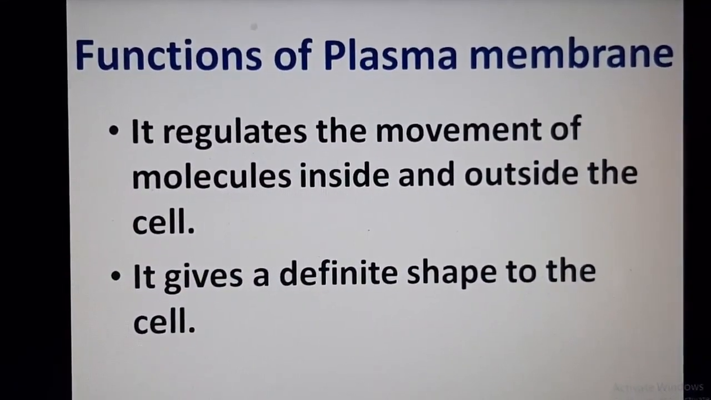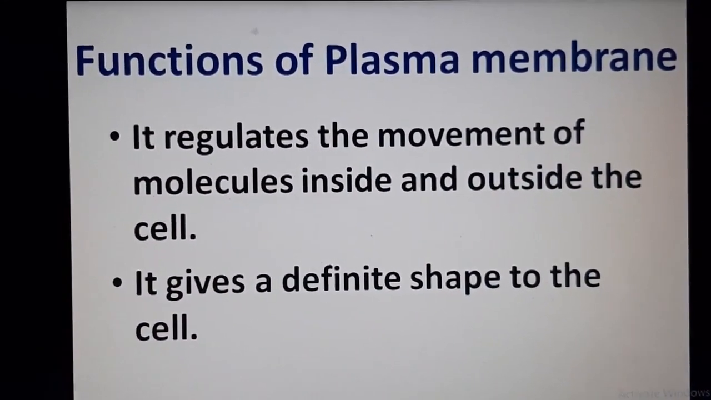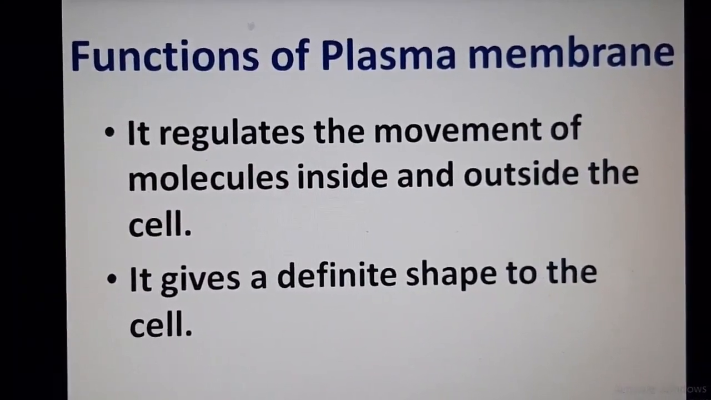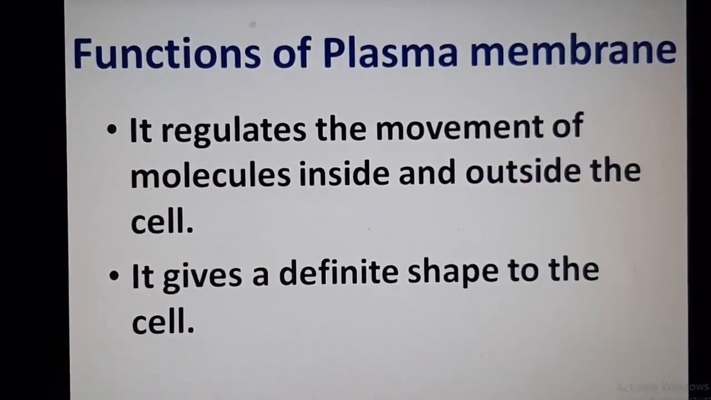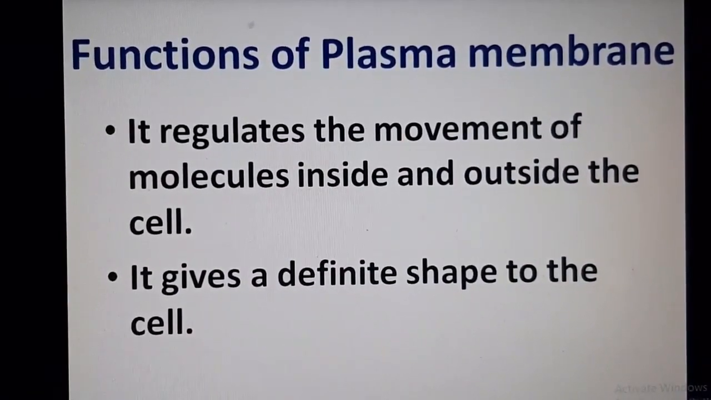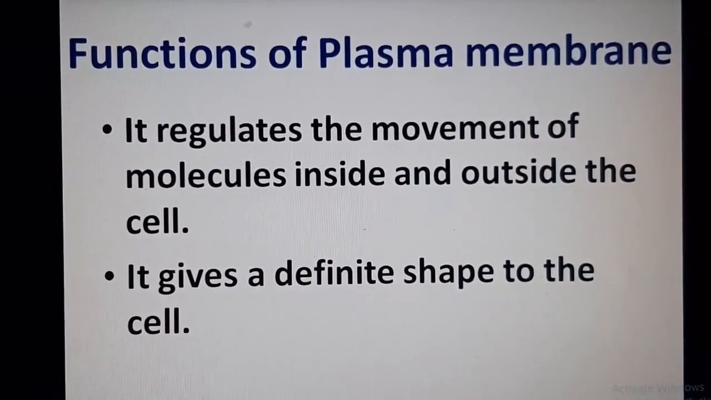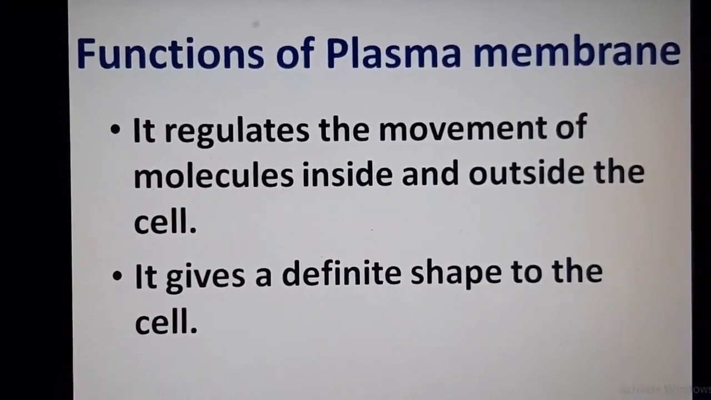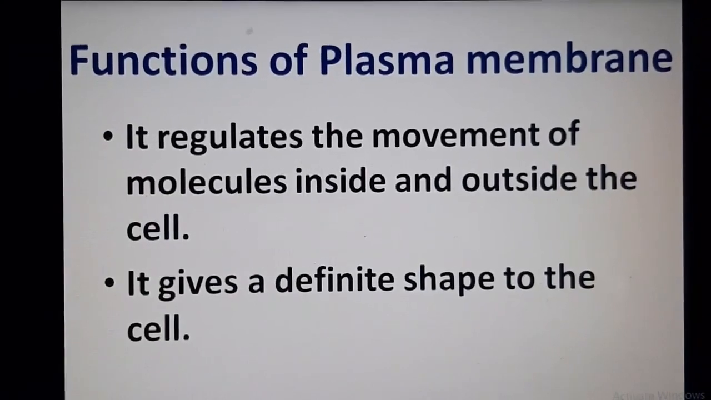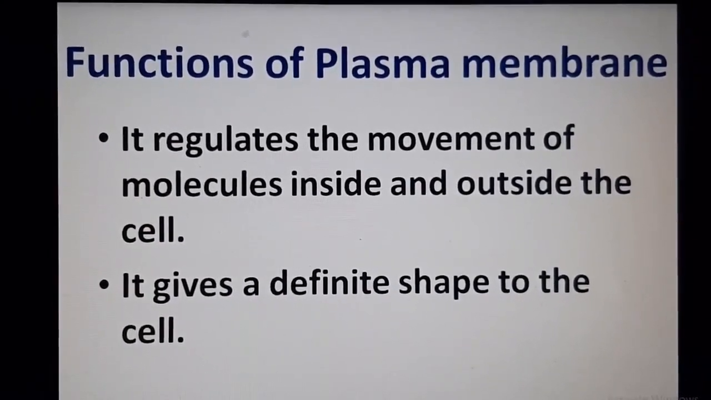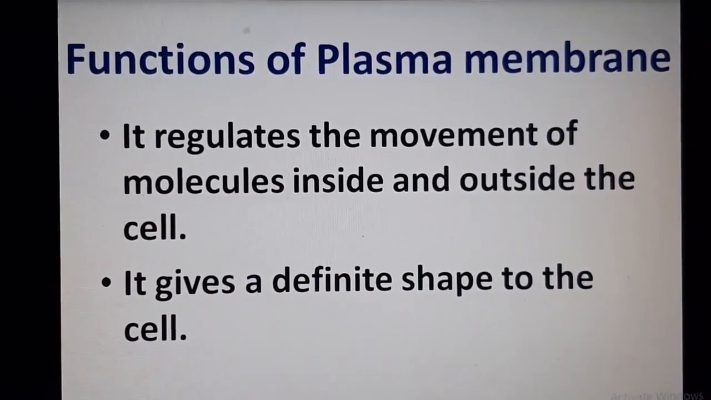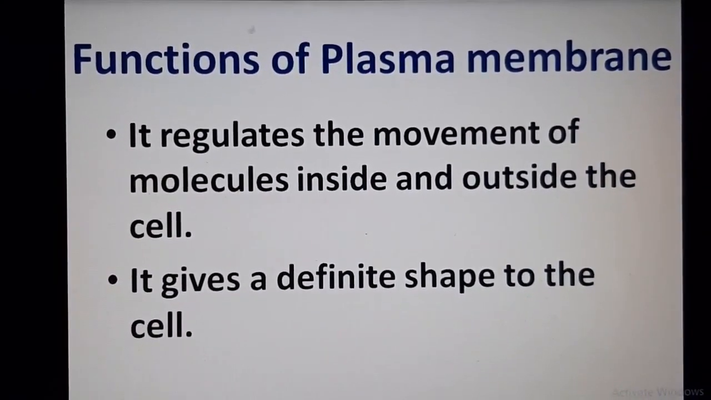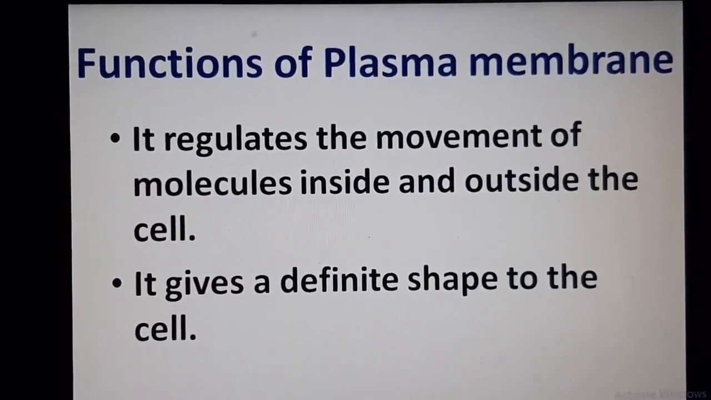Now what are the functions of the plasma membrane? Number 1, it regulates the movement of molecules inside and outside the cell. I discussed just now how the movement of particles inside and outside the cell takes place. Also, it gives a definite shape to the cell, since it is the outermost covering of the cell. So these are the functions of the plasma membrane, or we can say of the cell membrane.